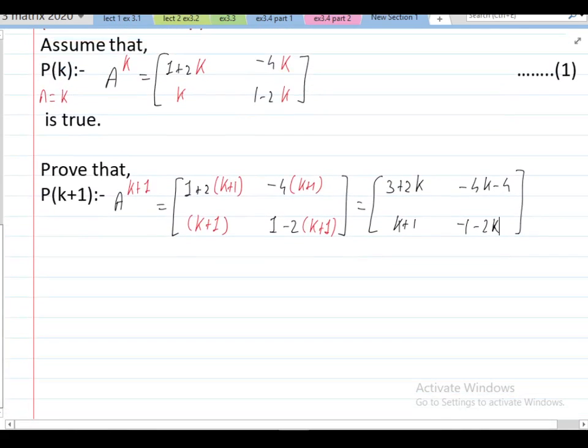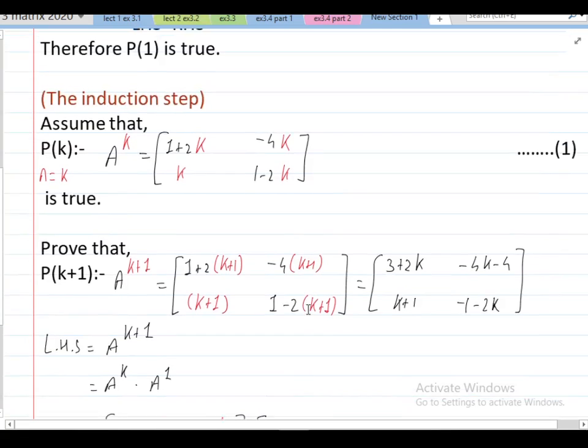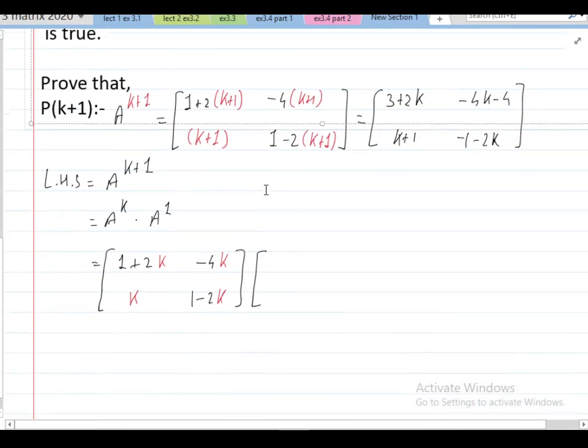Let's start from the left hand side. The left hand side is A raised to k plus 1, or we can split it into A raised to k and A raised to 1. Now what is A raised to k? From above, it is [1 plus 2k, minus 4k; k, 1 minus 2k]. And what is A? Given, it is [3, minus 4; 1, minus 1].